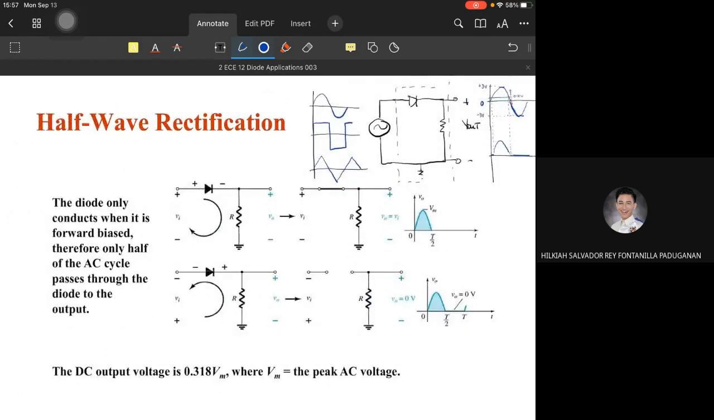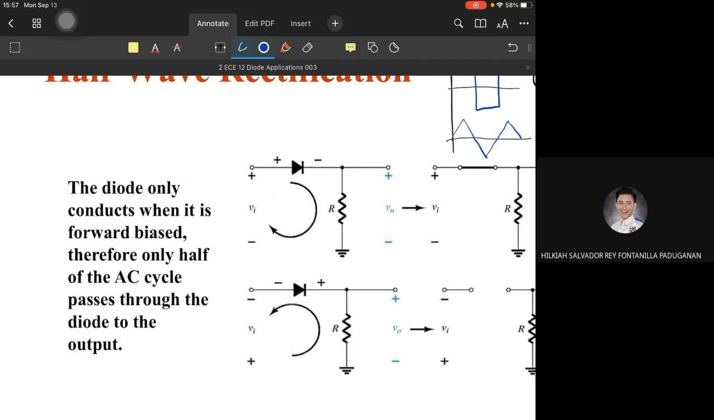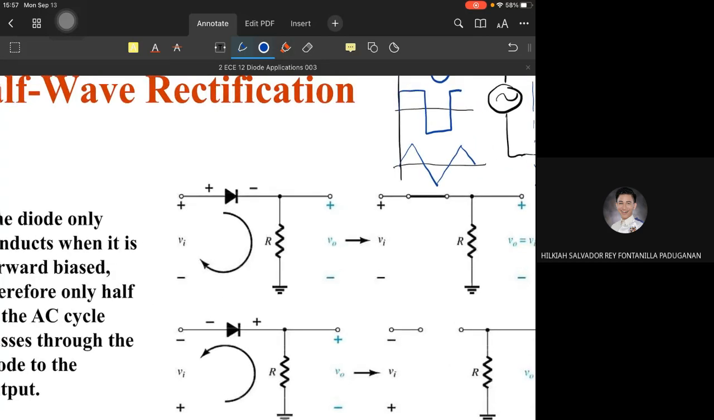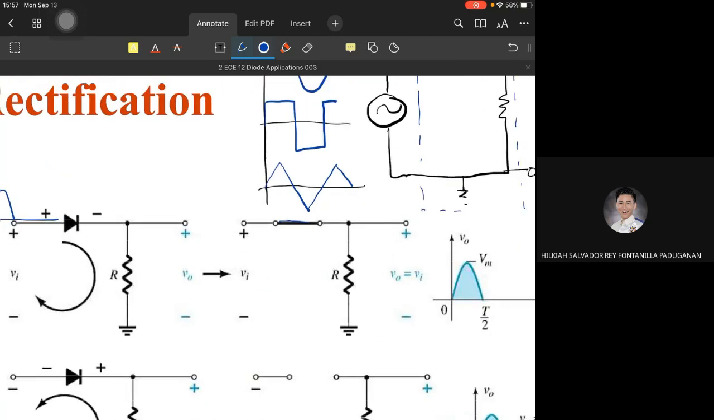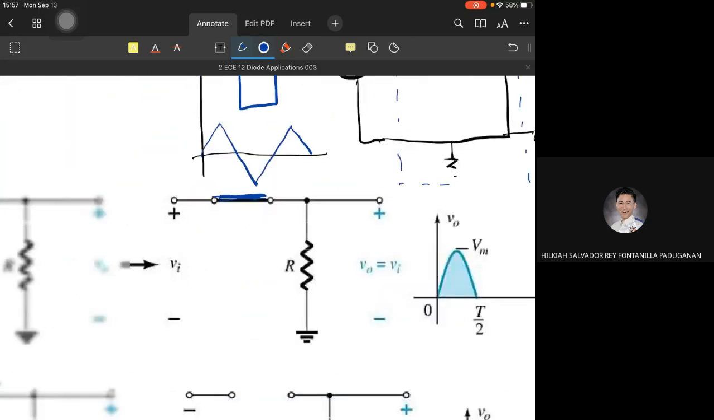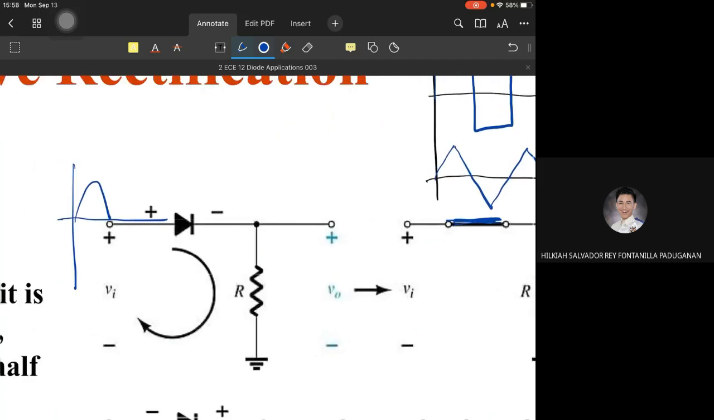The diode only conducts when it's forward biased, therefore only half of the AC cycle passes through the diode to the output. During the positive cycle, let's discuss it in detail, the diode is as if short, di ba? So we're also using the ideal model. So that is the output if the input is positive.